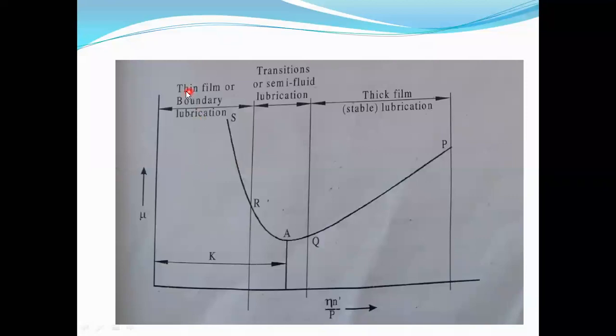Even though there is already a lubricant, at the same time there is a contact between the shaft and the bearing due to the increase in the pressure. Since pressure is in the denominator, due to this increase in pressure, metal to metal contact takes place between the R and the S. So always here, eta n dash by p is nothing but the bearing characteristic number.